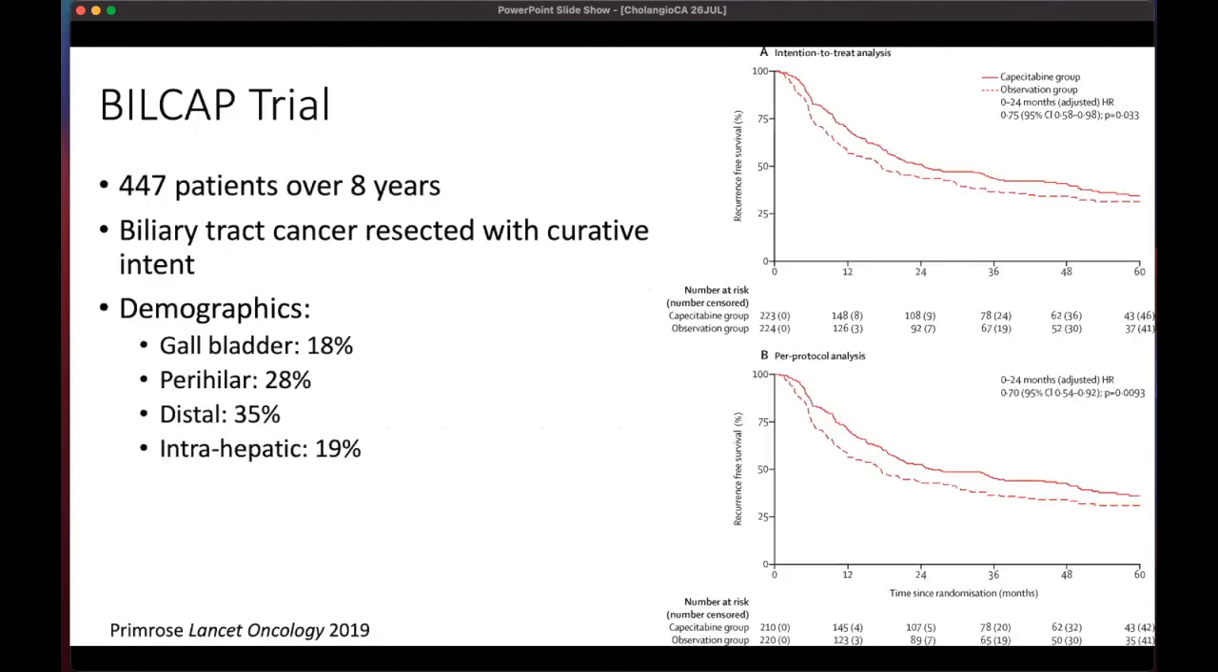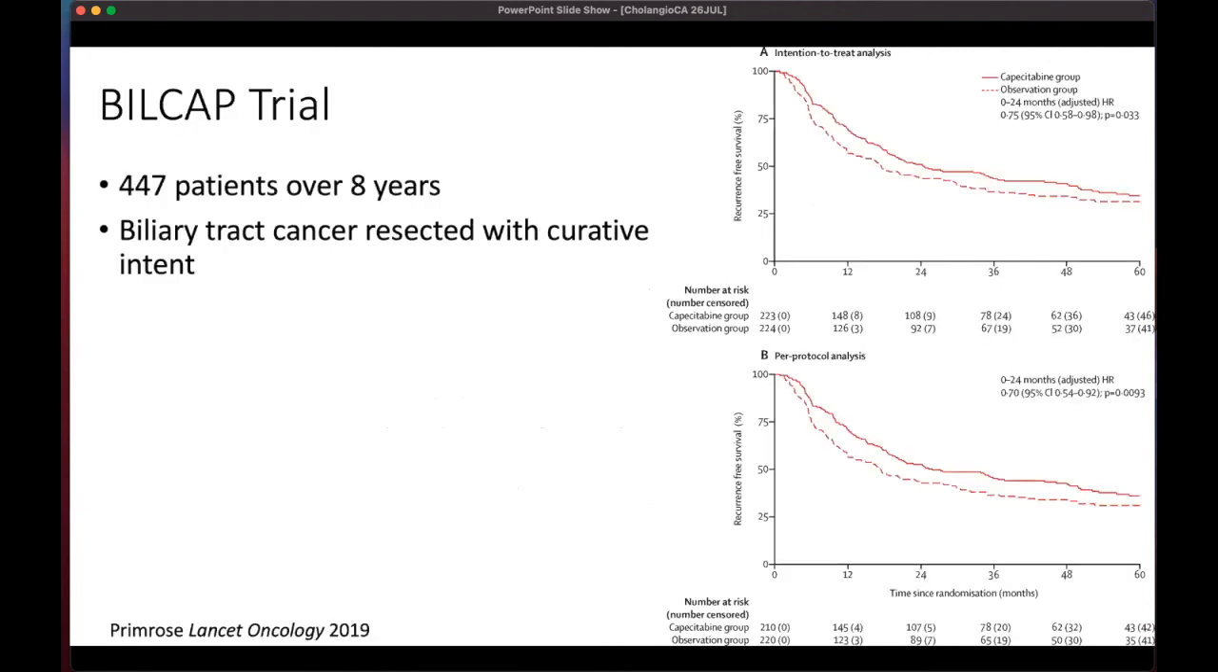Okay, so we'll talk briefly about the data on chemotherapy. The data is crappy because the problem with all these trials is that they throw all biliary tract cancers together. So they're going to take gallbladder cancer, hilar cholangio, distal cholangio, intrahepatic cholangio, and put them all in one bucket and then study that. And that's probably the wrong way to do it. But the problem is they're all so rare that it's really hard to do a study of just like gallbladder cancer, although there are some studies ongoing now.